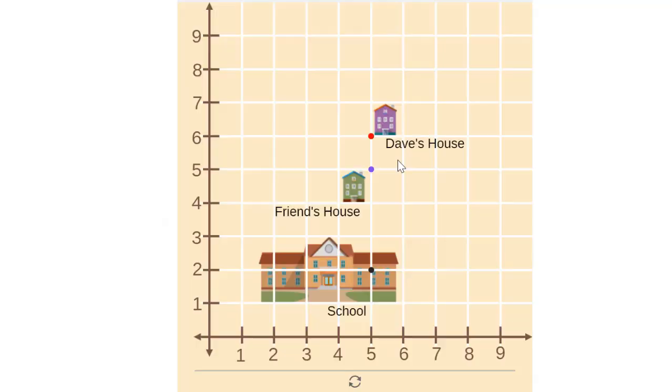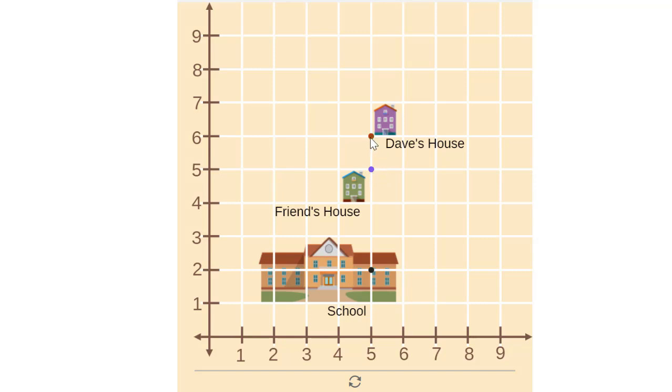Nice work. So if we can find the distance between points and the different axes, we can find the distance between 2 different points on the coordinate grid. Here we have Dave's house, and he is at ordered pair 5, 6. Now he's going to ride his bike down to his friend's house, the purple dot here, who lives at 5, 5. What's the distance between Dave's house and the friend's house?